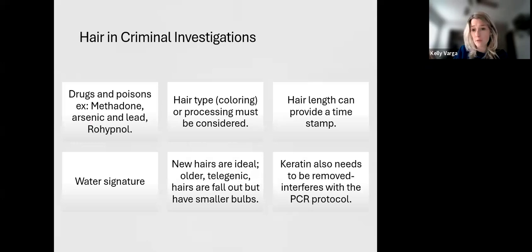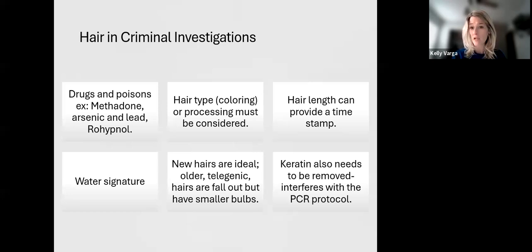So hair can be used for a lot of different reasons. As I mentioned, it can be utilized for drugs. It can be utilized for cases of poisoning. We can sense things like methadone usage, arsenic, exposure to a poison, lead poisoning or lead levels, even the date rape drug, Rohypnol. But again, we have to be careful there because there is even a naturally occurring version of this. And so sometimes a byproduct of bacterial breakdown can cause false positives of Rohypnol.